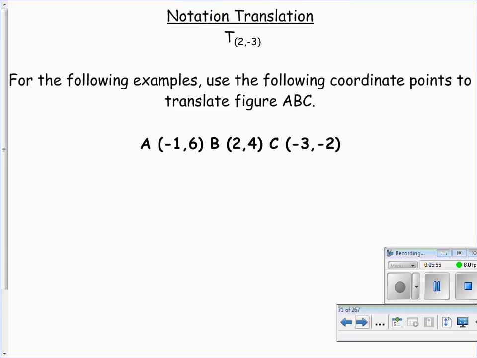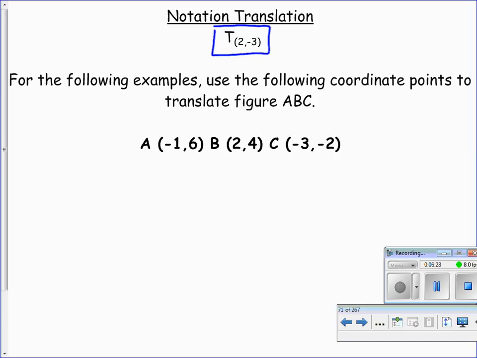Now mathematicians get super lazy, especially when it's hot out. So it's been a grueling hot day today. And I'm going to get super lazy and use symbolic or notation representation. So instead of writing out the word translate, I'm going to use capital T. I'm going to see capital T for translate, and I'm translating it (2, -3). Again, this is a shortcut.